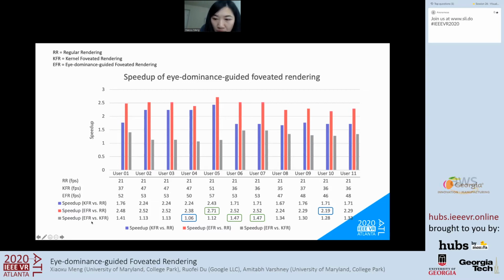The speed up of the eye dominance guided foveated rendering compared with the original kernel foveated rendering ranges between 1.06 times to 1.47 times, with an average speed up of 1.35 times. And the speed up of the EFR compared with regular rendering ranges between 2.19 times to 2.71 times, with an average speed up of 2.38 times.